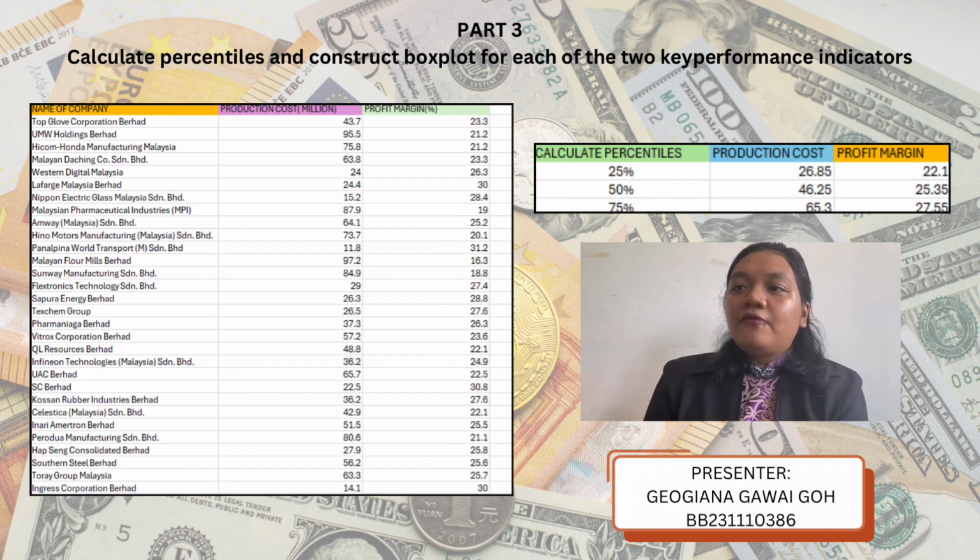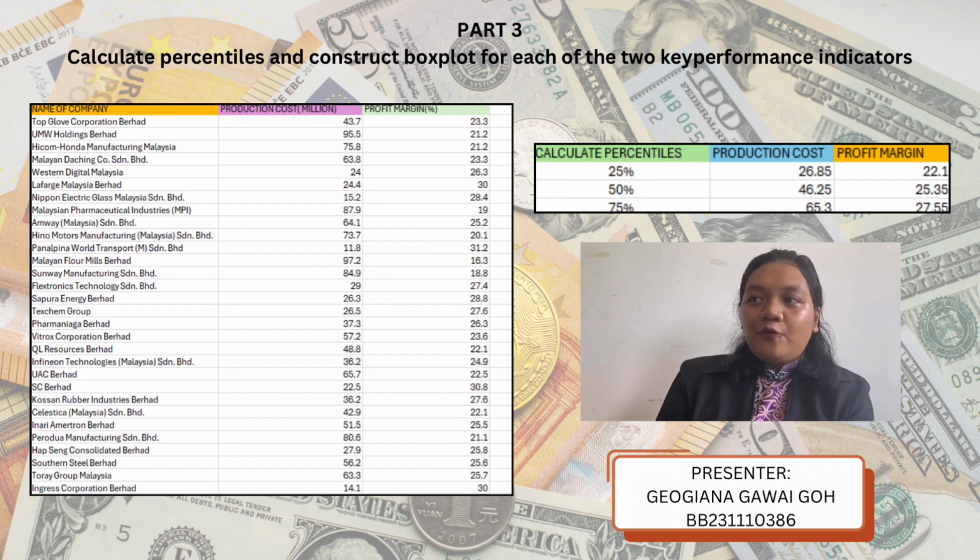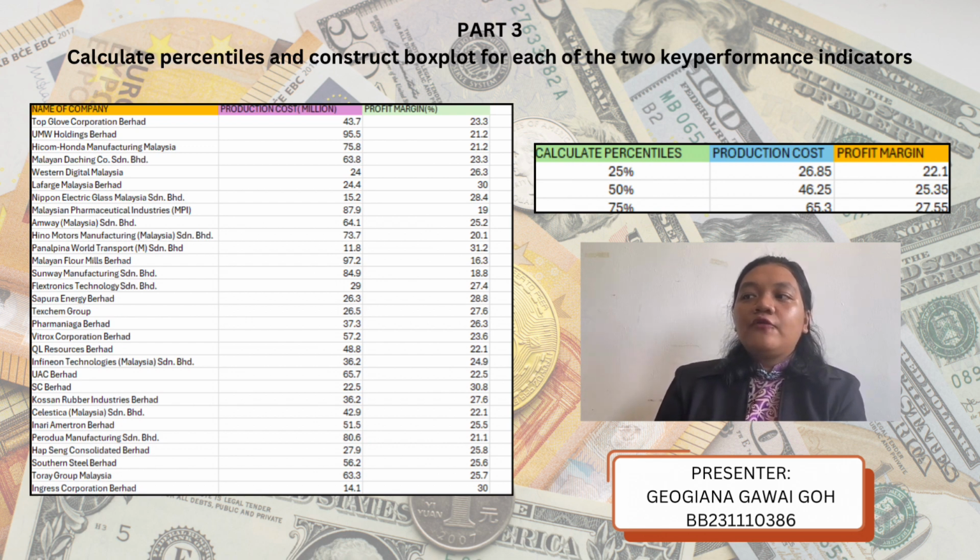The median for production cost is 46.25, indicating that half of the companies spend less than this amount on production while the other half spend more. The 75th percentile is 65.3, showing that 75% of companies fall under this cost, leaving only the top 25% with higher production costs.